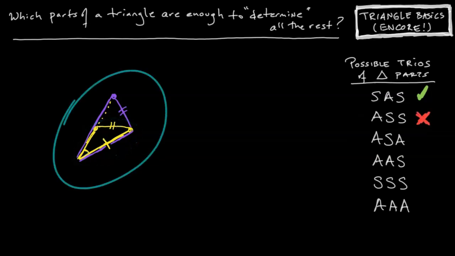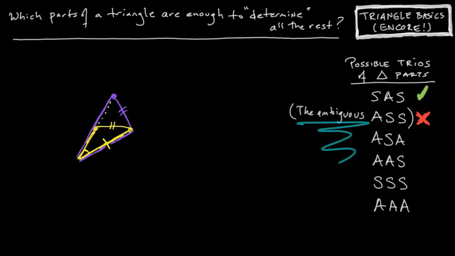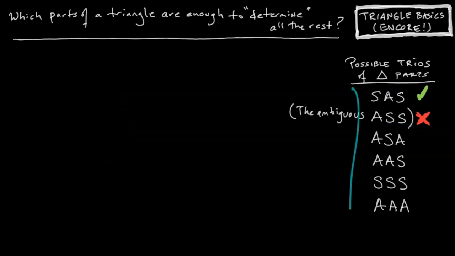There is real ambiguity as to which of these triangles is meant. Because of that ambiguity, I think of this trio as the ambiguous ASS, which if nothing else makes it very easy to remember that ASS is not enough to determine a triangle. All right, let's continue down the list.